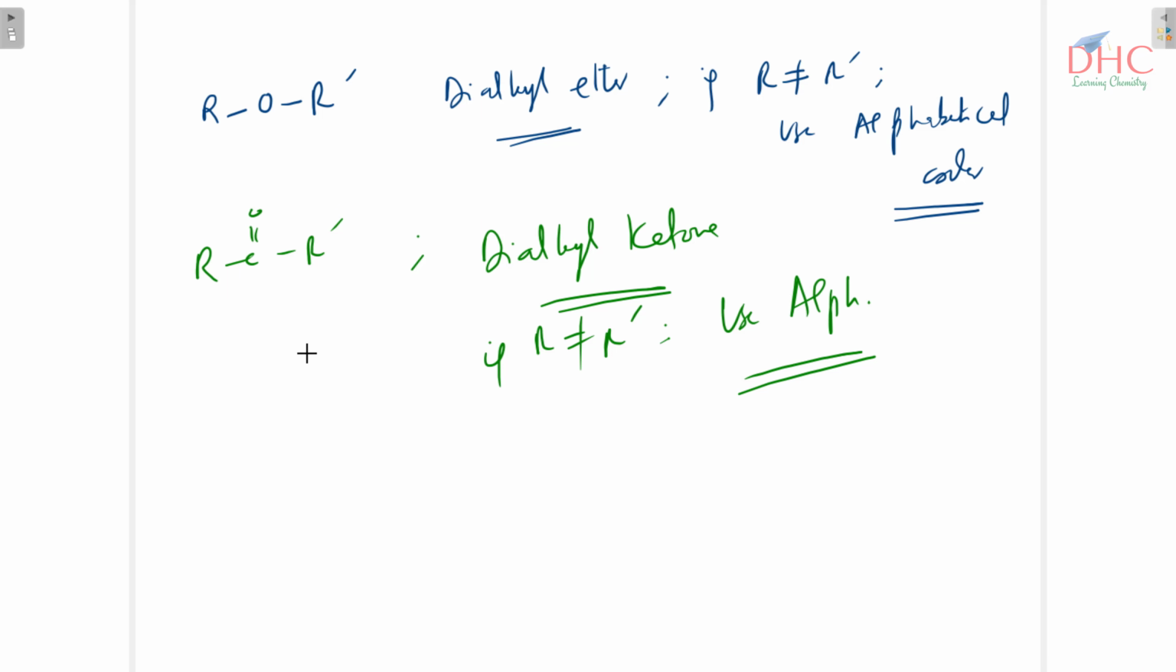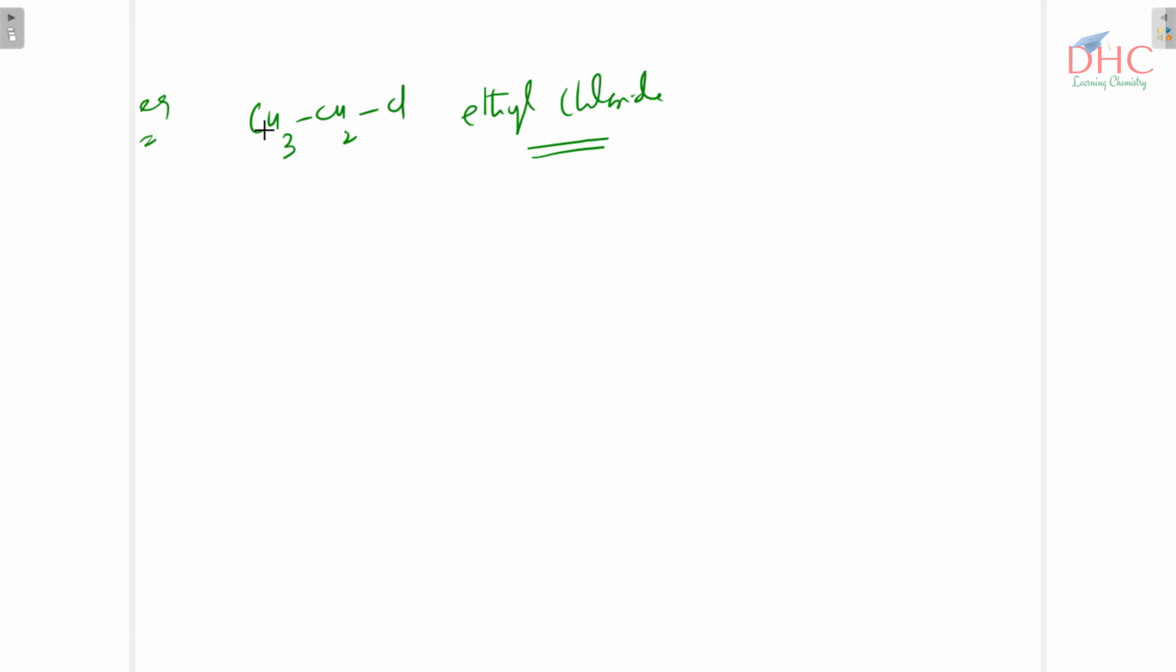So let's have some examples first. For example, if you have a compound CH3 single bond CH2 single bond Cl, it has 2 carbons, so it's ethyl chloride. Ethyl chloride is the common name for this compound.